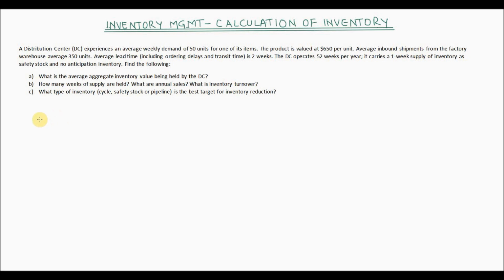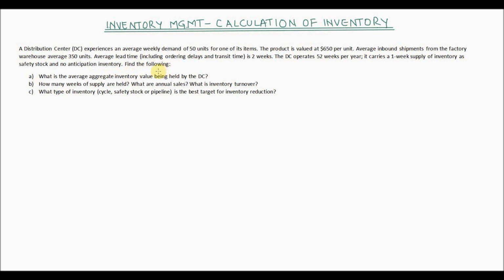So the problem at hand is a distribution center experiences an average weekly demand of 50 units for one of its items. The product is valued at $650 per unit. Average inbound shipments from the factory warehouse average 350 units. Average lead time, including ordering delays and transit time, is 2 weeks. The distribution center operates 52 weeks per year. It carries a 1 week supply of inventory as safety stock and no anticipation inventory.